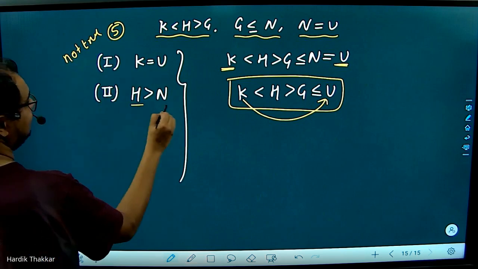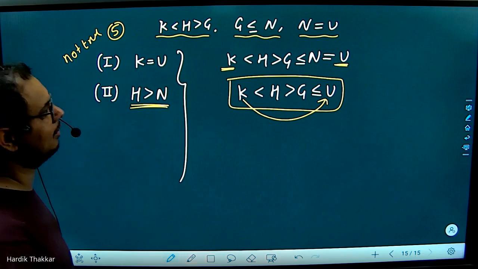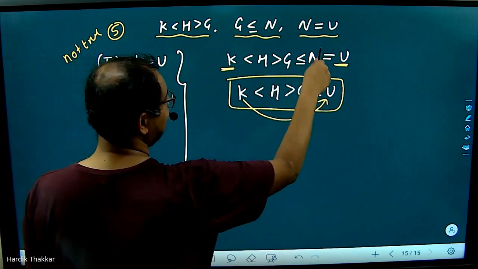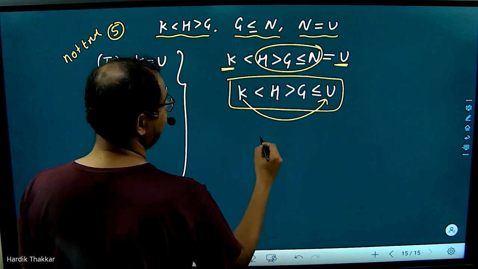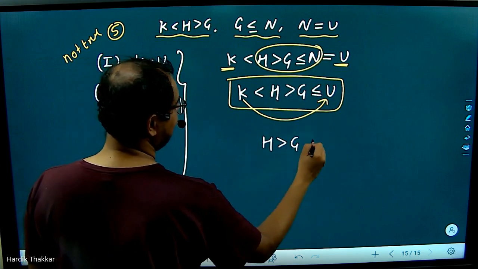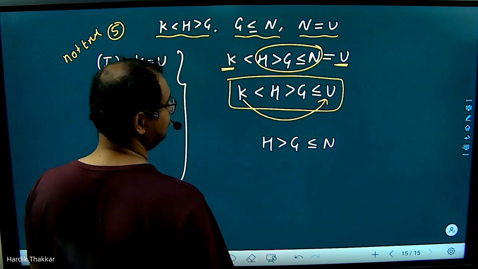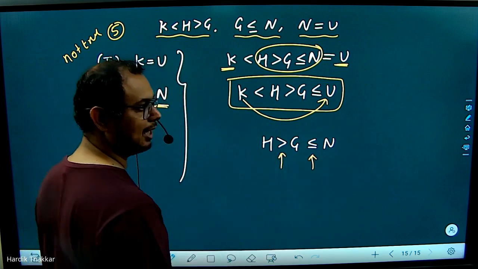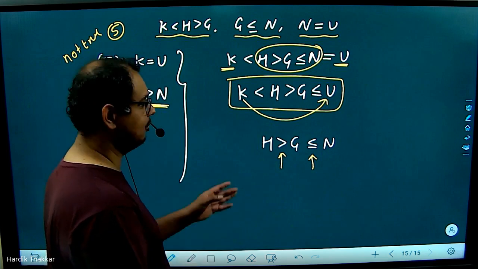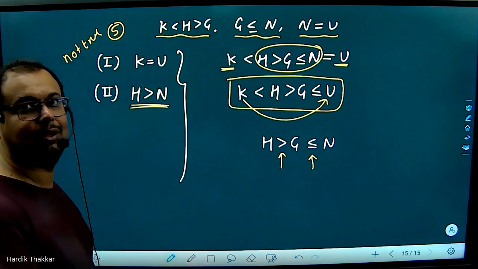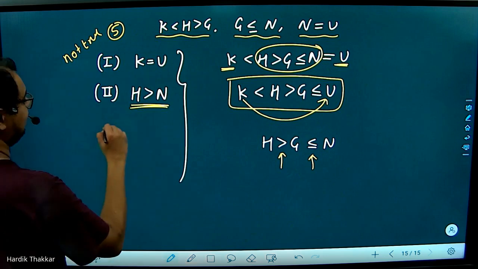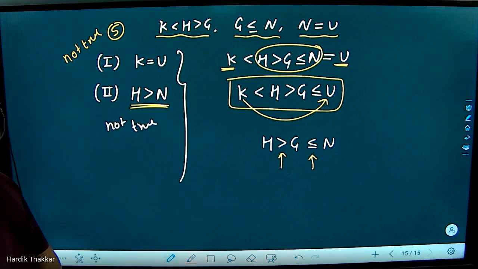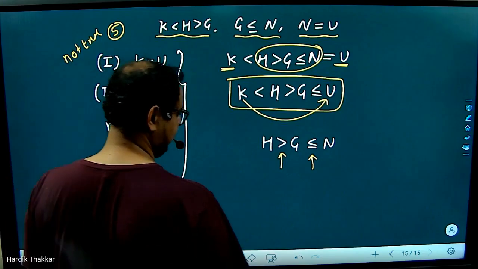Now we will check for H and N. So here we will consider these situations, H and N. H is greater than G and G is less than or equal to N. Again, the inequality signs are not facing the same side. So no conclusion can be drawn from this also. So this conclusion is also not true. Clear? Okay.